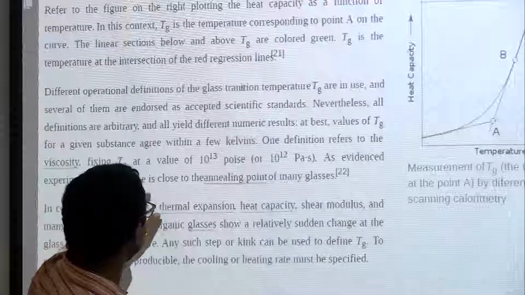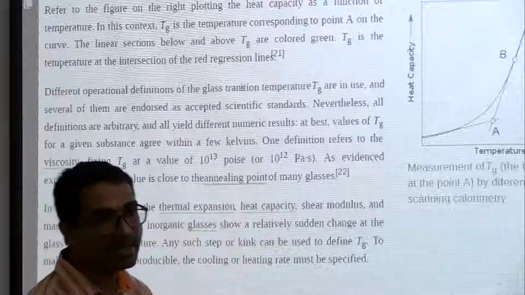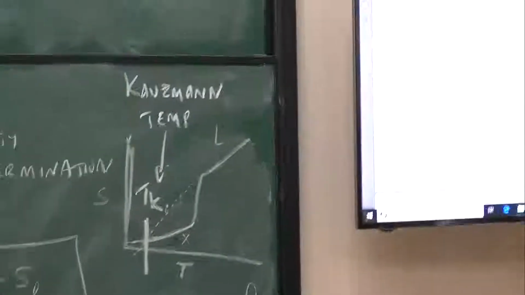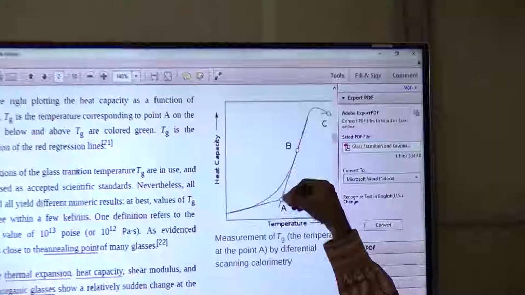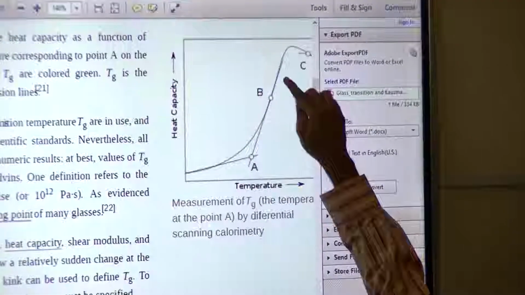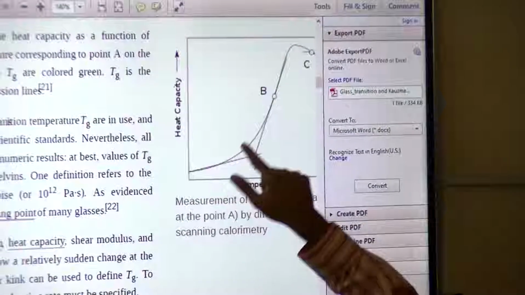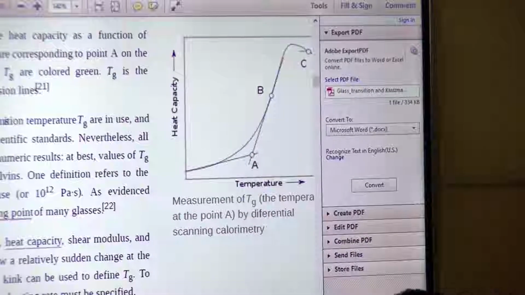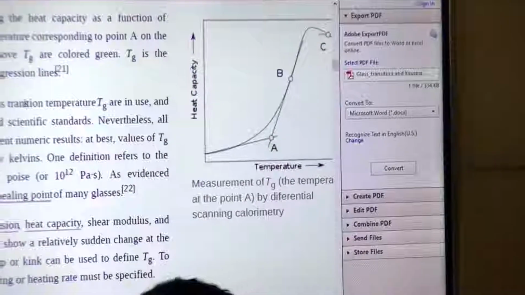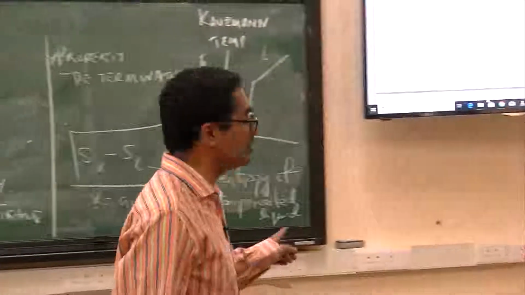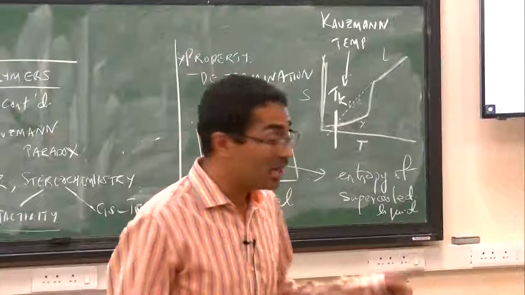As evidenced experimentally, this value is close to the annealing point of many glasses. So, this Tg value is very close to the annealing point for many, and here the Tg value is fixed as A. So, you have a certain Cp, you have another value, and then at a point where there is a sweeping change in the slope, you basically extrapolate, and that is the value. So, you do something very similar to the specific volume experiment. So, this is another independent way in which you can get the glass transition temperature.